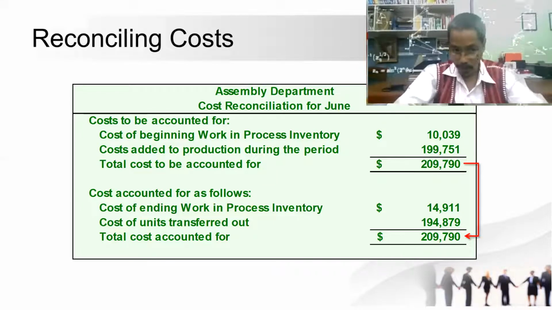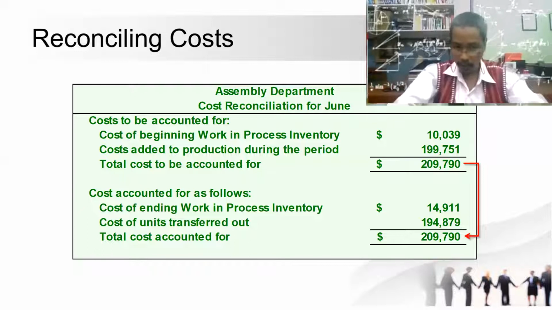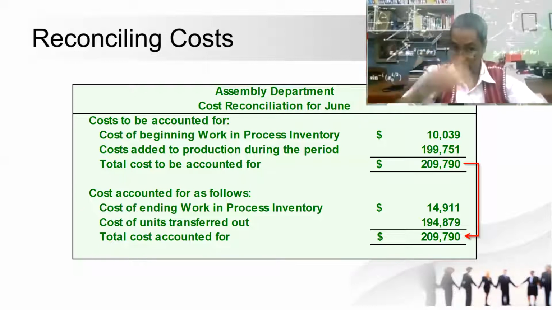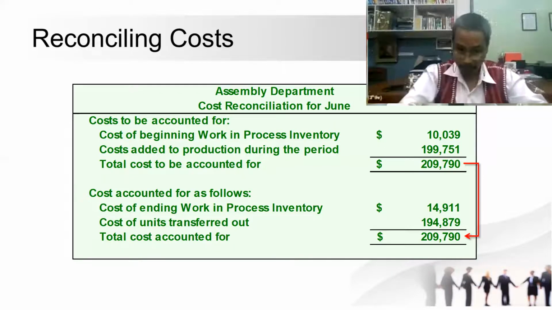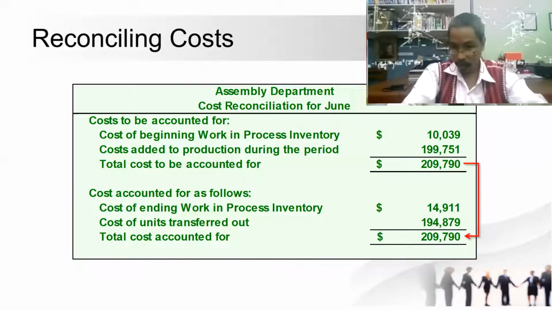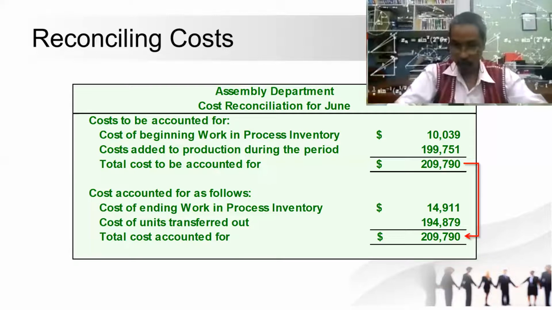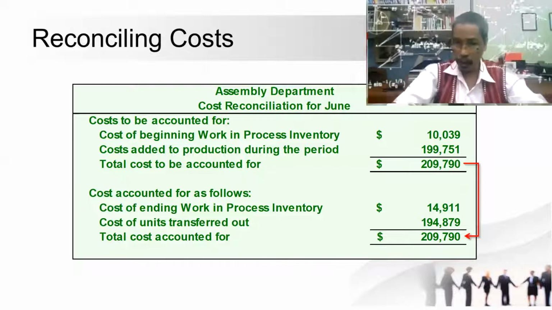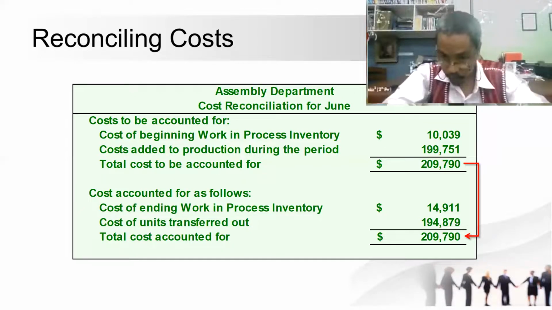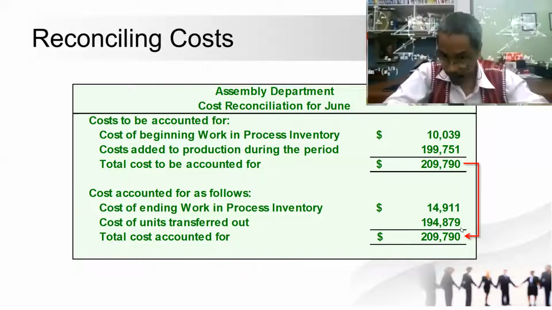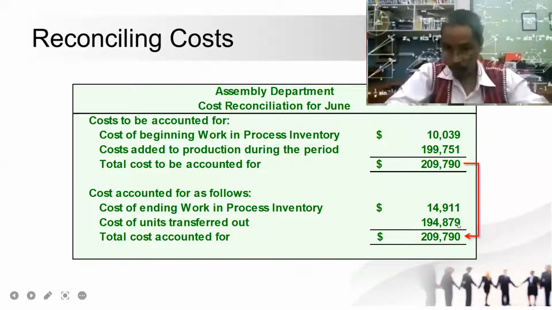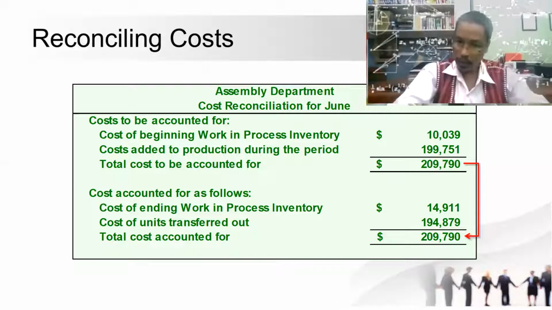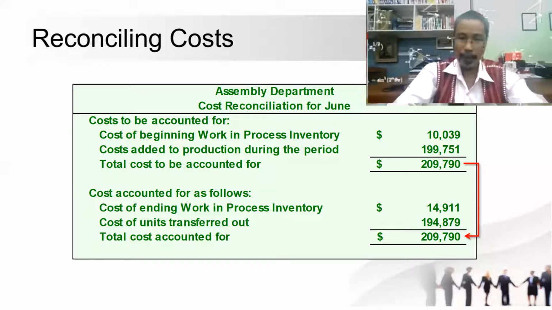Cost accounted for as follows. What are those? Ending work in process inventory. Okay? So above, you will have beginning work in process inventory. Now, we have ending, plus cost of units transferred out. If you add these two, we will have the same amount, the total cost accounted for. That should reconcile. If not, you have to check the ending inventory here and the transferred out unit computation, and verify and recompute until the final answer is the same. Okay.